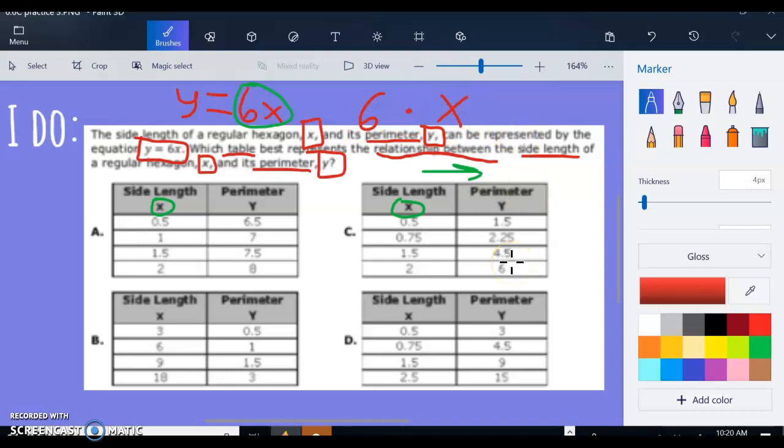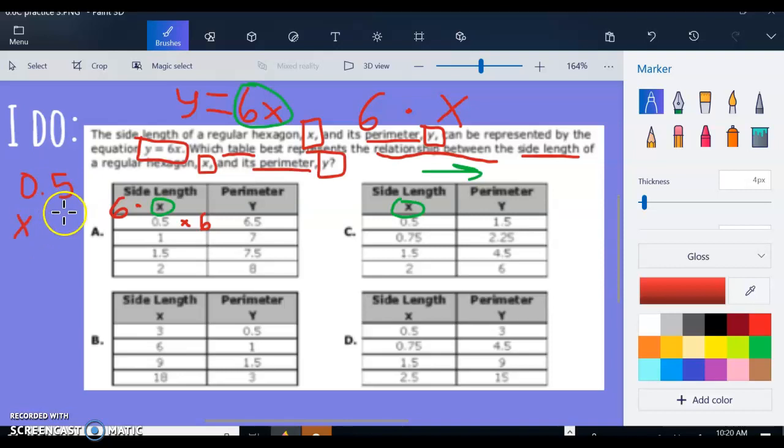So now let's compare the values in our table to our equation. Let's see if the values in the table are correct. Let's go to answer choice A. If we multiply 6 times all of these values, we should get y over here. So we're going to go one by one, and multiply each of these times 6. Let's start with the first one, 0.5.